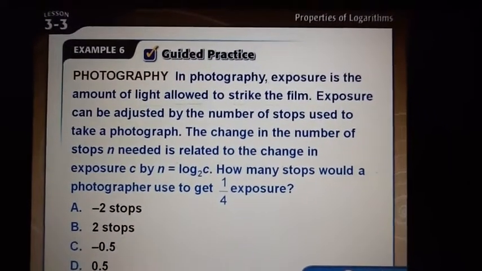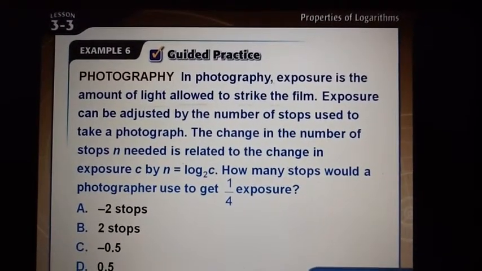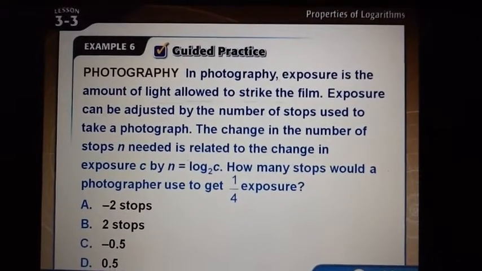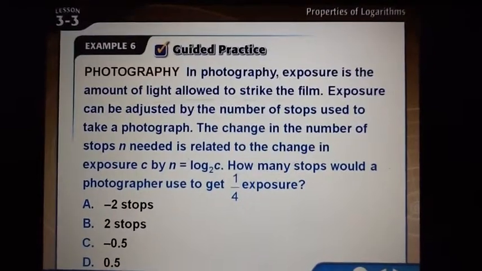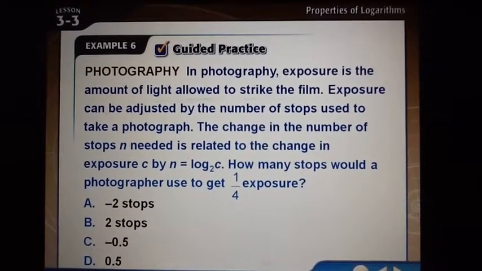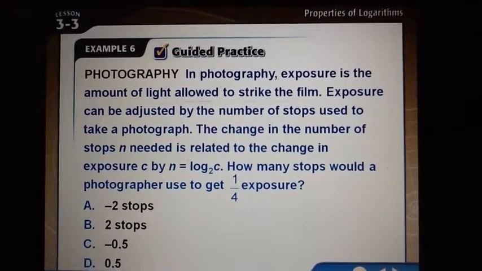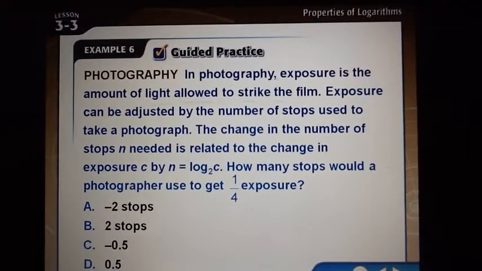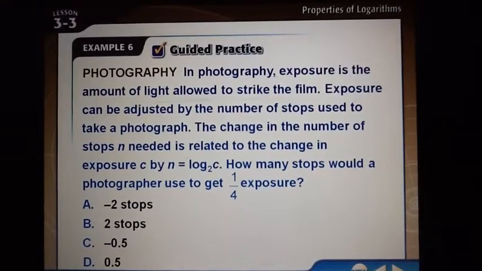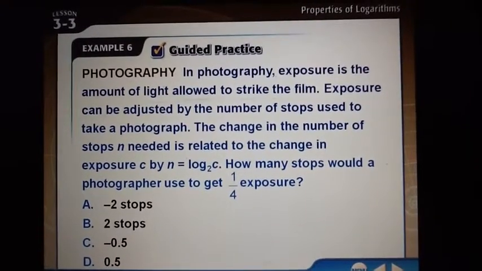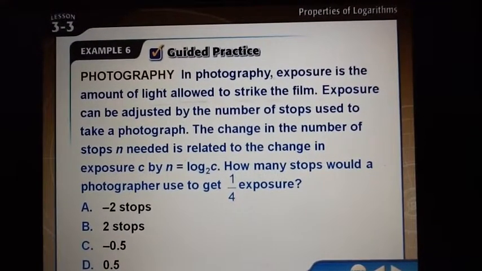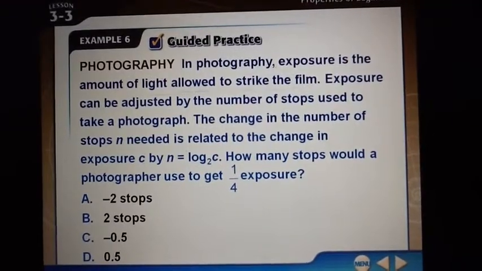We have photography. In photography, exposure is the amount of light allowed to strike the film. Exposure can be adjusted by the number of stops used to take a photograph. The change in the number of stops N needed is related to the change in exposure C, and it's written as N equals log base 2 of C. How many stops would a photographer use to get 1/4 exposure?